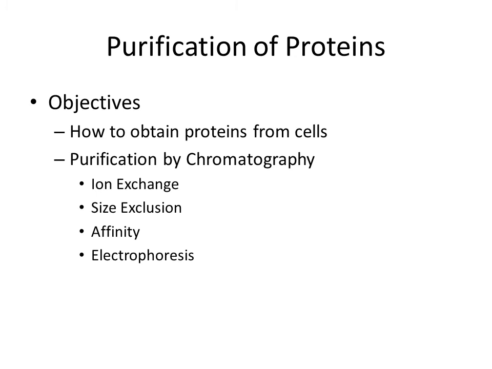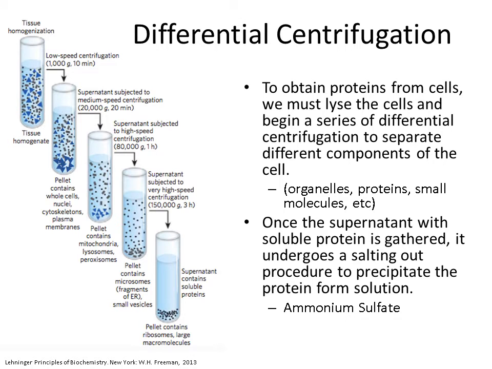For the second portion of this video, we are going to look at the purification of proteins. We will examine how to obtain proteins from cells, and then we will discuss different chromatography techniques to purify proteins. To obtain proteins from cells, we must create a crude extract by lysing the cells and then subjecting them to differential centrifugation to separate all the components of the cell.